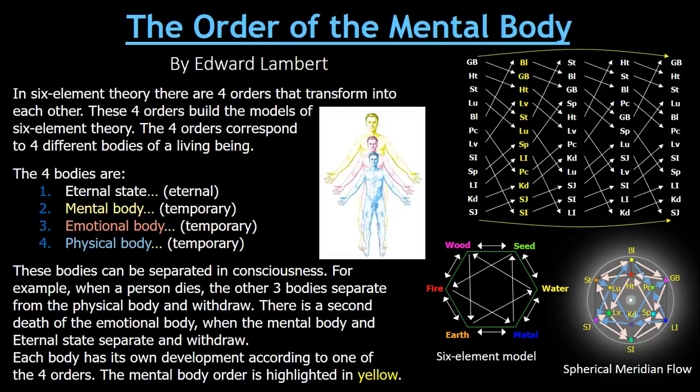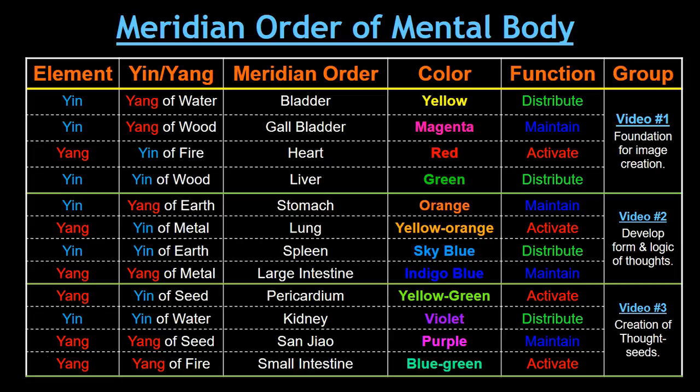The mental body order is highlighted in yellow. So up here we'll see that this is the order that I'm going to be dealing with in this series of videos. Bladder, gallbladder, heart, liver, and so on. Okay, now let's look at this order in more detail. Here we see the meridian order of the mental body. So here we go down the meridian order through the center, the bladder, gallbladder, heart, liver, and so on, and that gives you the order of the mental body.